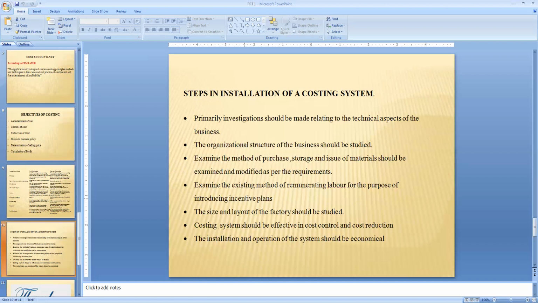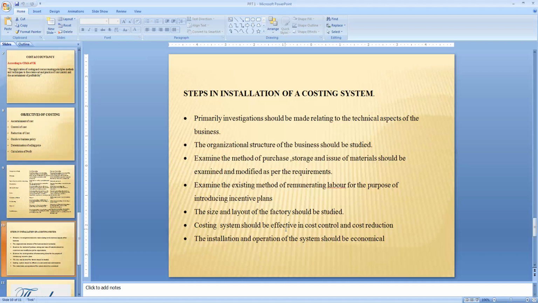And the next step is examining the existing methods of remunerating labor, for the purpose of introducing any incentive plans we are going to give to the laborers. And the next thing is that the size and layout of the factory has to be studied completely, and the costing system should be effective in cost control and cost reduction, and the installation and operation of the system should be economical.